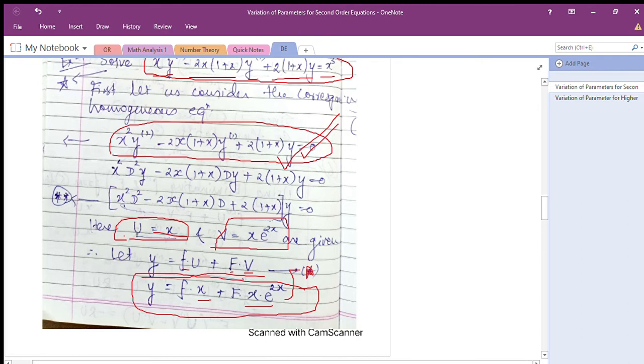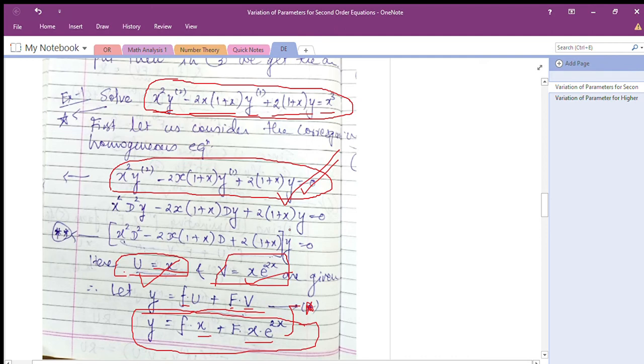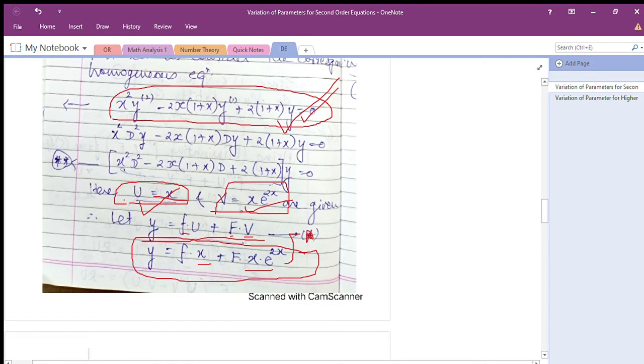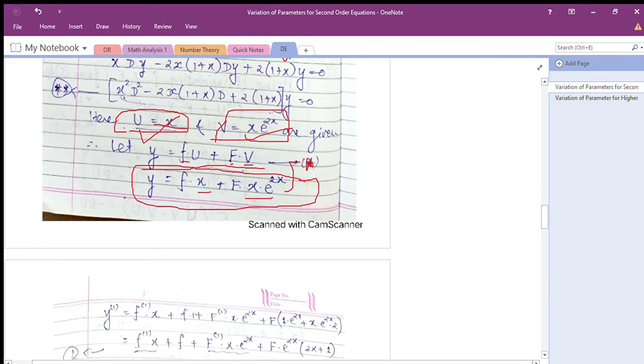Then you have to find out u and v by some method, or otherwise you are given those values. Then consider the complementary function y is equal to f x plus capital F v, that is something like this.